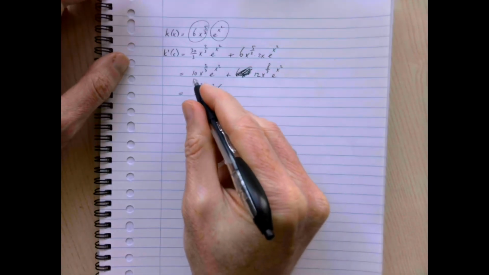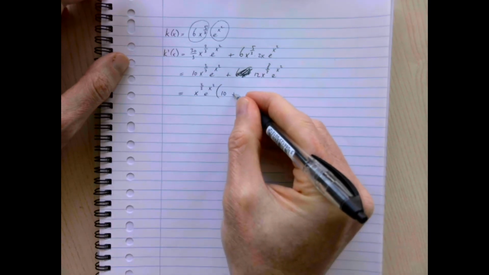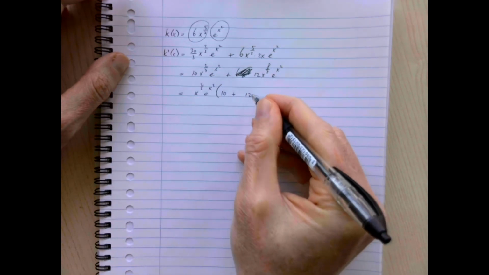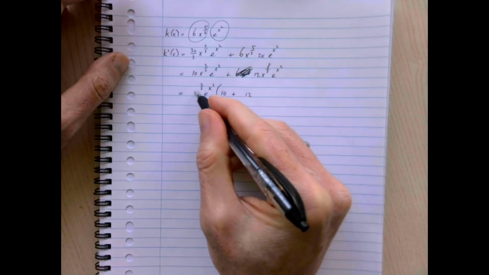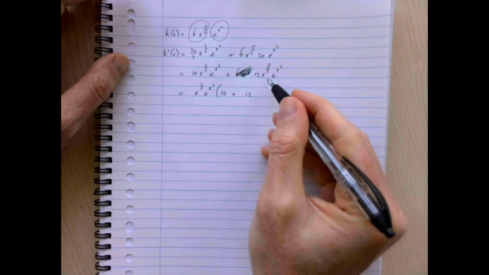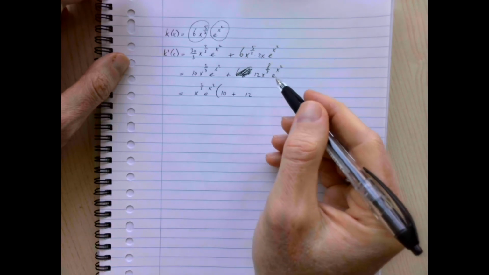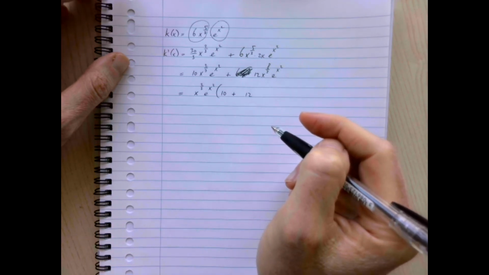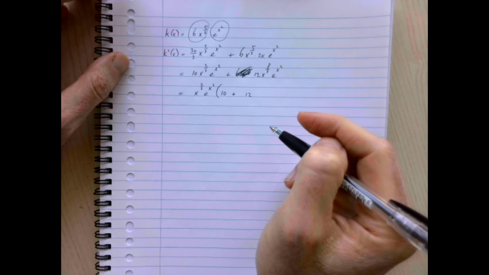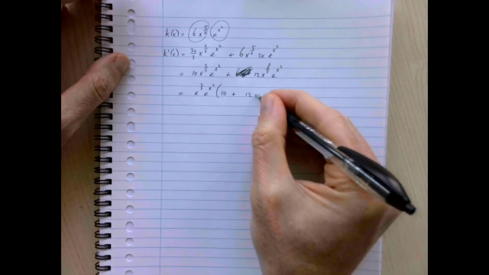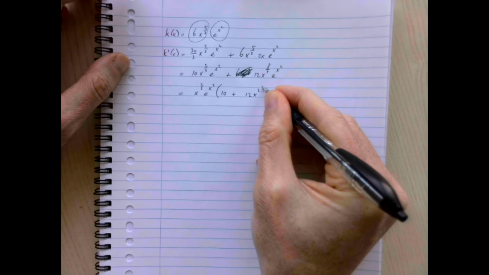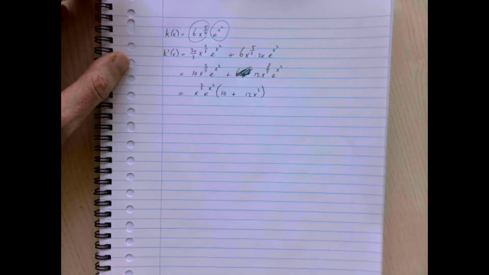So this first bit gives the first term here. The second bit will be 12 times, well, I took out the e to the x squared. I took out x to the power 2/3, but I have x to the power 8/3, so what's left is x to the power 6/3. Well, 6/3 is 2, of course, so this just changes to x squared. Right? So this is k prime of x, the derivative of k of x.